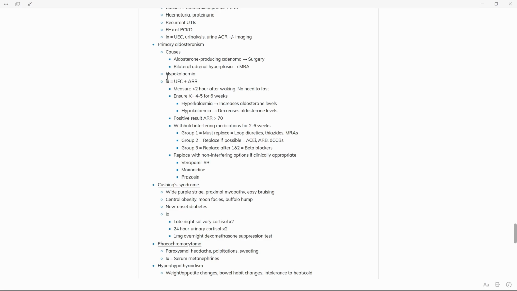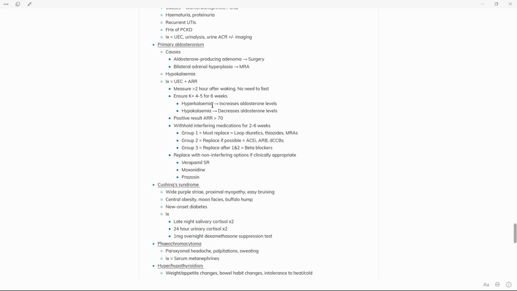Primary aldosteronism usually presents with hypokalemia, and the investigation of choice is a UEC with an aldosterone-renin ratio. We measure the aldosterone-renin ratio in the morning, 2 hours after they wake, which is usually at 10 a.m. because most lab places open at 8, and there's no need to fast. We need to ensure that the patient is normokalemic, with potassium between 4 and 5 for about 4 to 6 weeks or so. This is because a patient with hyperkalemia or hypokalemia can influence and distort the ARR levels.